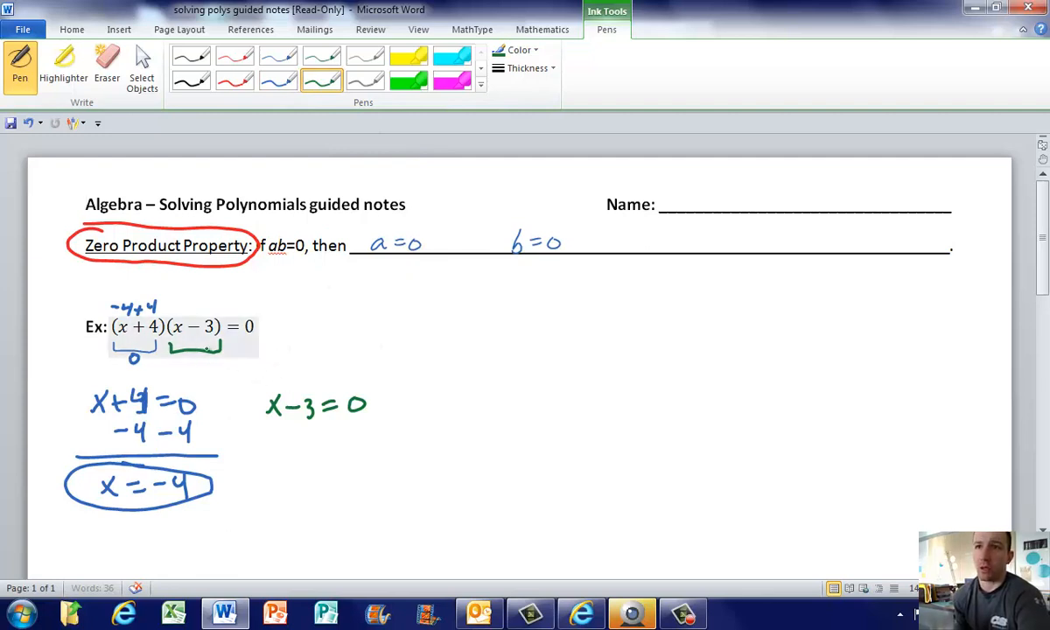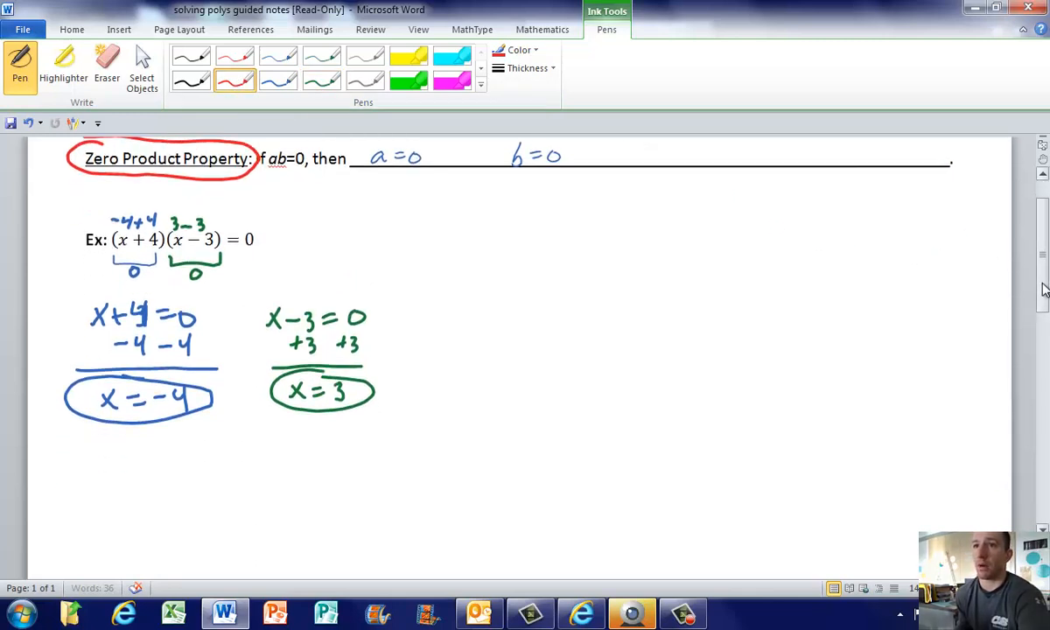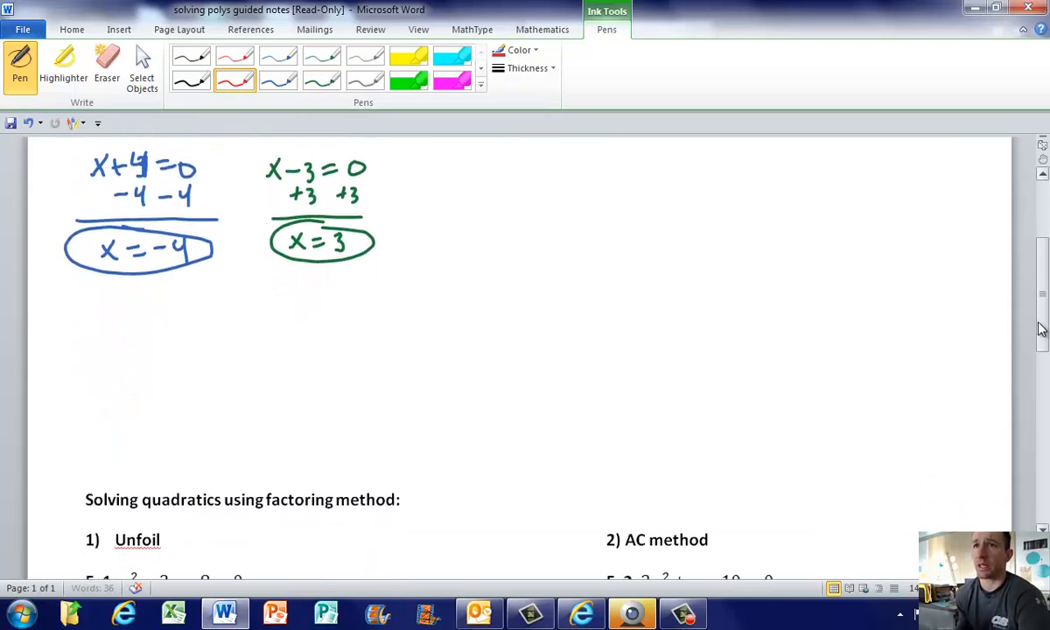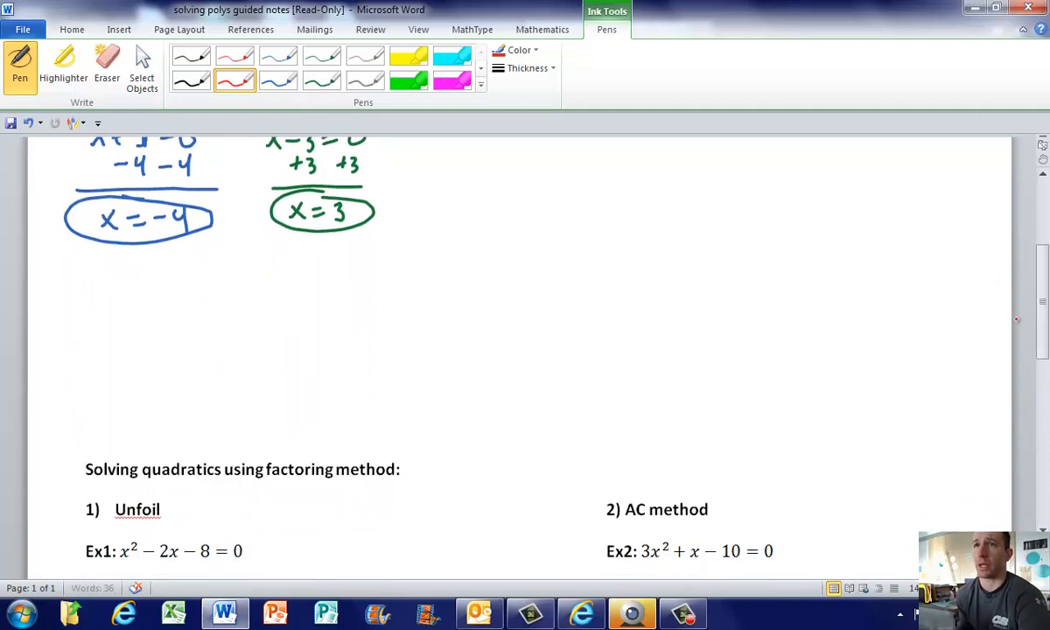The next one, if I pull x minus 3 out and set it equal to 0, I add 3, I get x equals 3. If you notice, 3 minus 3 would equal 0. So if I put 3 in here, 7 times 0 would equal 0. So the two solutions to this polynomial equation are x equals negative 4 and x equals 3.